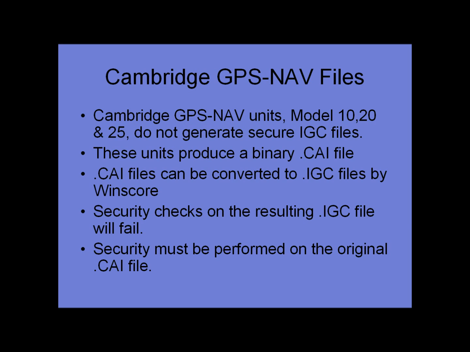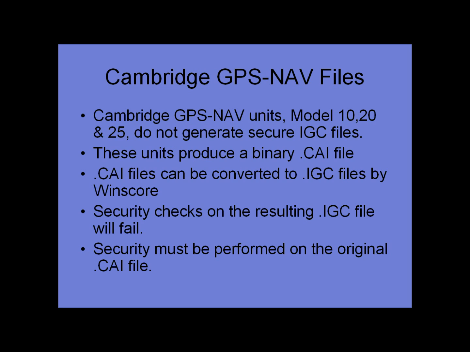The good news is the CAI files can be converted to IGC files by Winscore, or you can get the Cambridge programs to do that. The important point about these files is security checks on the resulting IGC file will fail. Security must be performed on the original binary file.